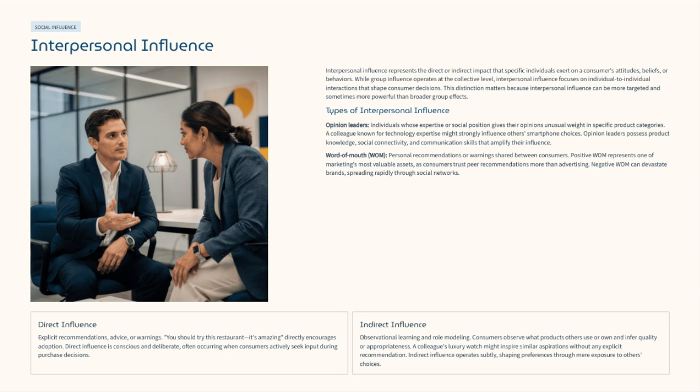Interpersonal influence, in general, refers to the direct or indirect impact that specific individuals have on our attitudes, beliefs, or behaviors. While group influence tends to operate at a broader level, interpersonal influence is more targeted, focusing on one-on-one interactions. This makes it often more powerful and precise in shaping consumer decisions. So, in summary, interpersonal influence is a key part of social influence. It's about the personal connections and interactions that can significantly steer our preferences and choices, fitting into the bigger picture of how social factors shape consumer behavior.